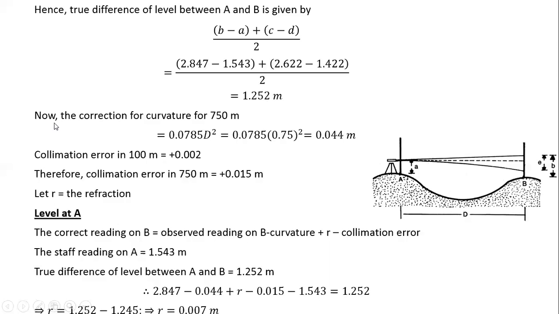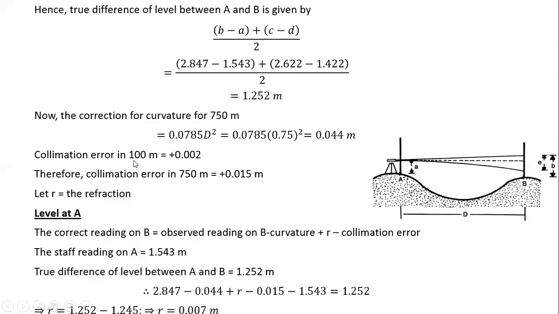Now I have to find out the correction for curvature for 750 meter. Now this is the formula for curvature only, mind it. For curvature it is 0.0785 d square. Combined correction is 0.0673 d square. Here I have to find out only the curvature, because I do not know the refraction correction. So this is equal to 0.0785, d is always in kilometer, 0.75 whole square. So this comes out to be 0.044 meter.